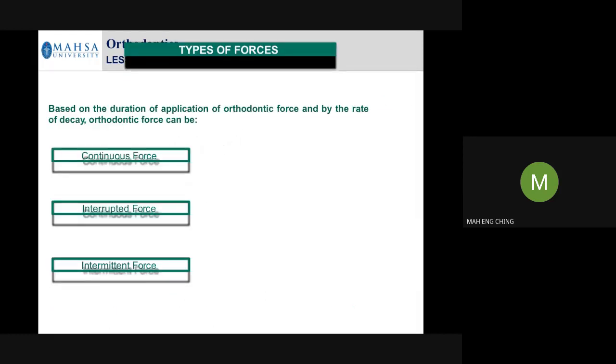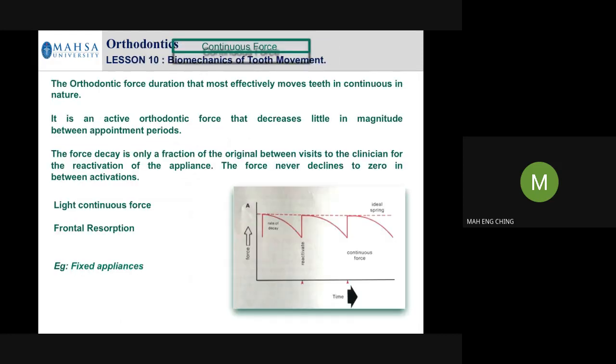Based on the duration of application of orthodontic forces, and by the rate of decay, the orthodontic force can be divided into three categories: continuous forces, interrupted forces, and intermittent forces. So this one is also very simple. It's all summarized in this graph. In terms of force duration, the most effective way to move the teeth is continuous in nature.